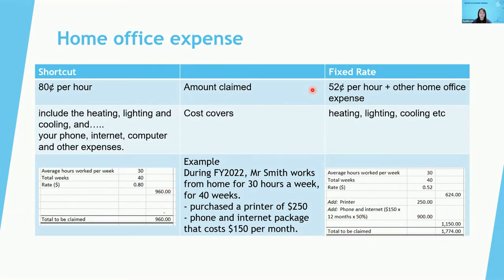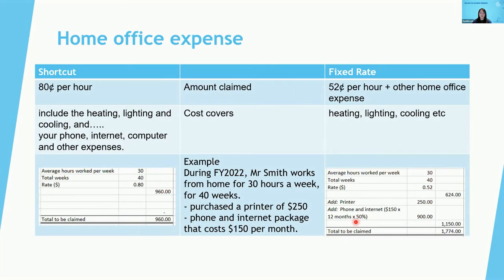And to walk you through an example, here we have Mr. Smith. Mr. Smith works from home for 30 hours a week and for 40 weeks during the year. Other than that, he also purchased a printer of $250, and he also paid for his phone and internet package for $150 per month. So under the shortcut method, what Mr. Smith will do is he will use the 30 hours times 40 weeks times the rate of 80 cents per hour, and that gives him a total of $960 to claim.